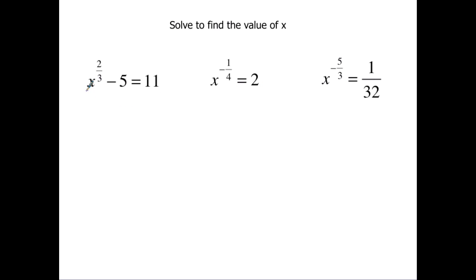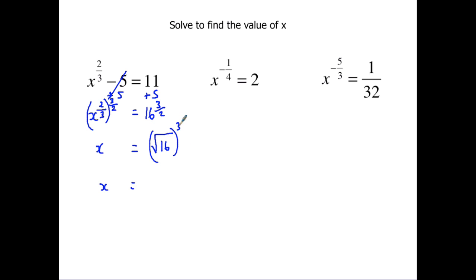Again, here's another equation. Just like you would do with a regular linear equation, we can begin by removing the extra term to give us x to the 2/3 is 16. And then we need to return that to x to the power of 1. So we'll raise that x to the power of 2/3 to the power of 3 over 2. And that will just give us x equals, well, 16 to the power of 3 over 2 is the same as the square root of 16, all raised to the power of 3. The square root of 16 is 4, and 4 raised to the power of 3 is 64.